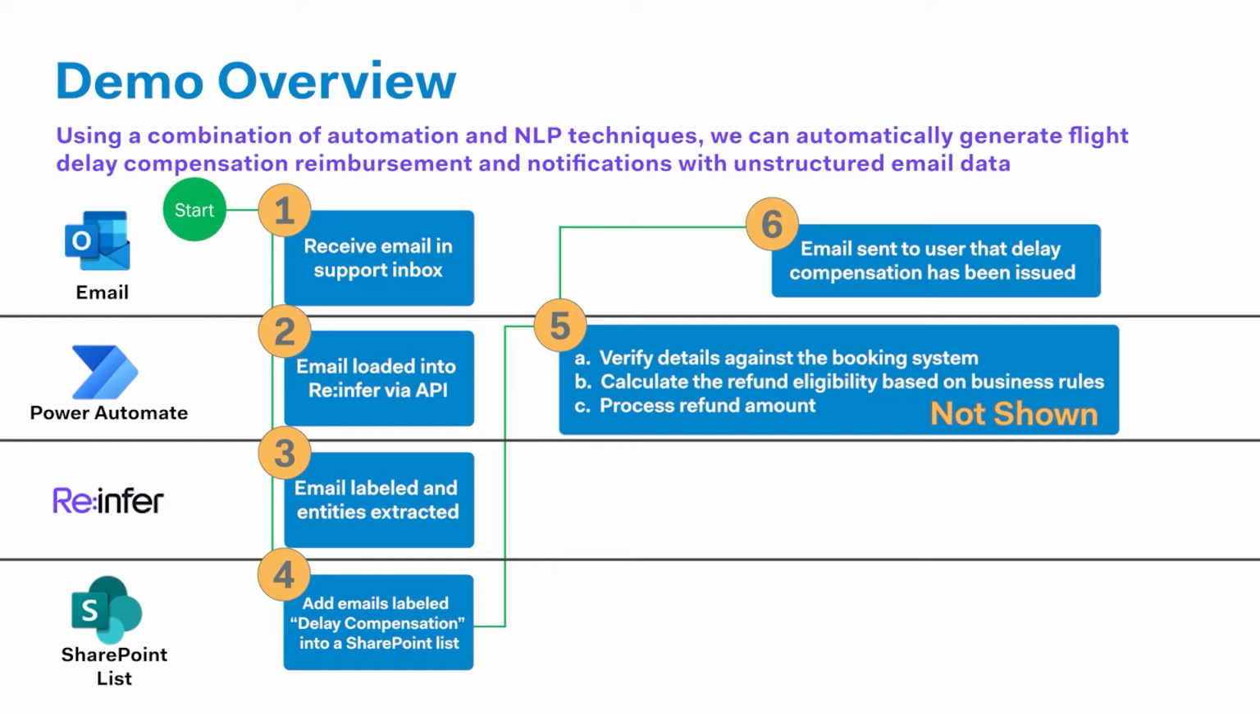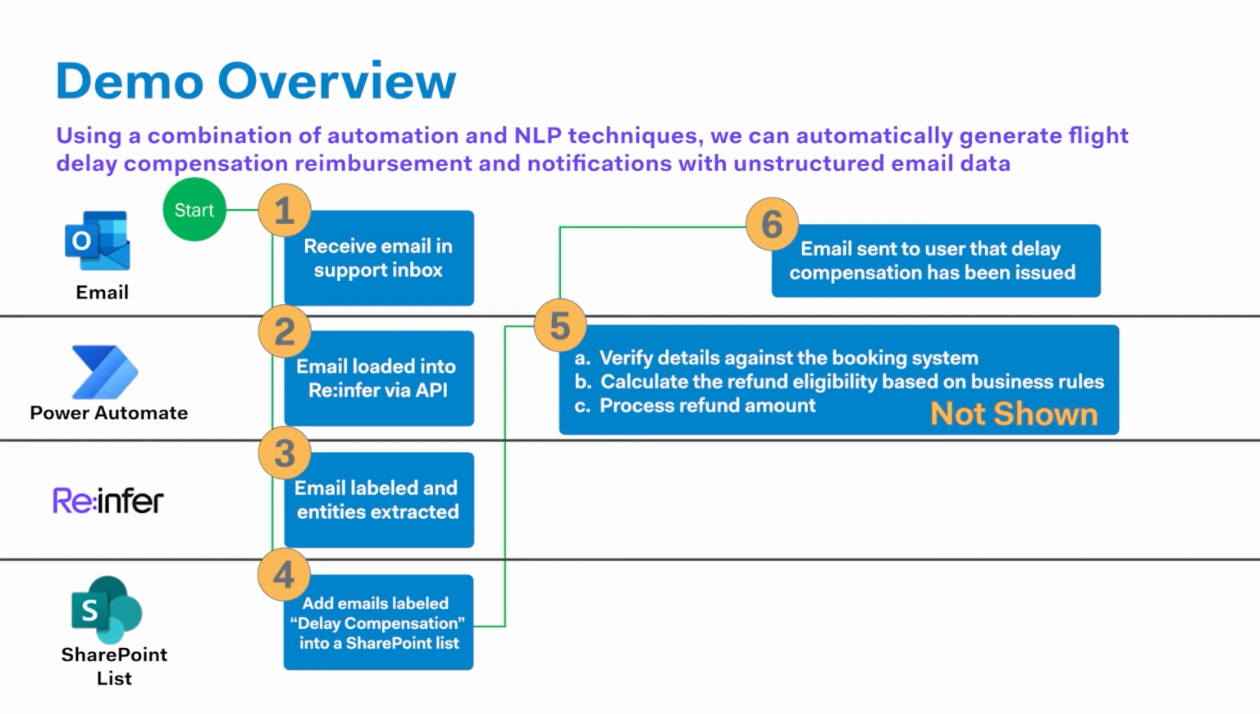So what we have done is used reinfer to figure out that that email is about a delay compensation, to extract the relevant pieces of information out of that email, things like which airport I was flying from, flying to, the booking reference number, and my date of travel, all things necessary for the automation. And so we use reinfer to pull those things out.